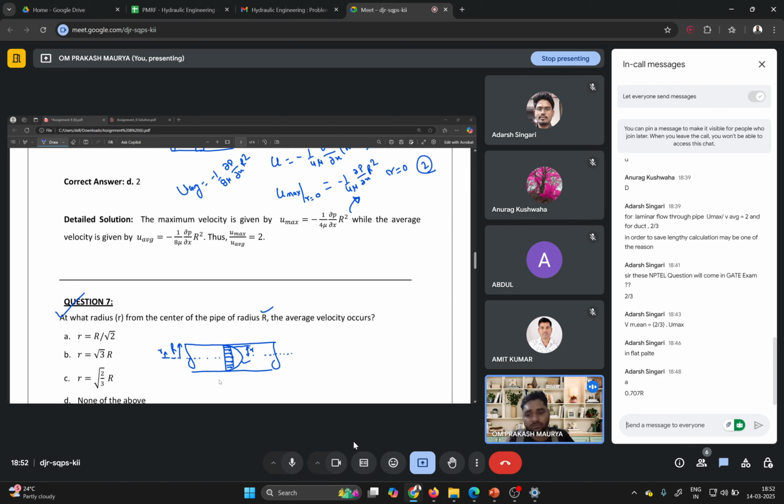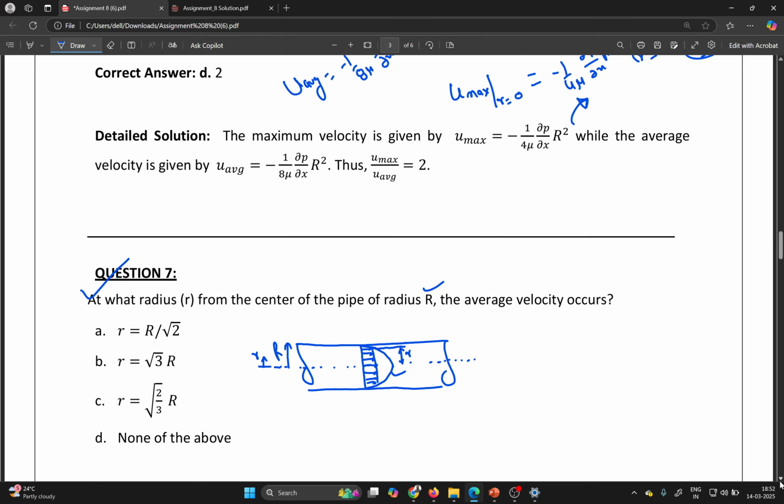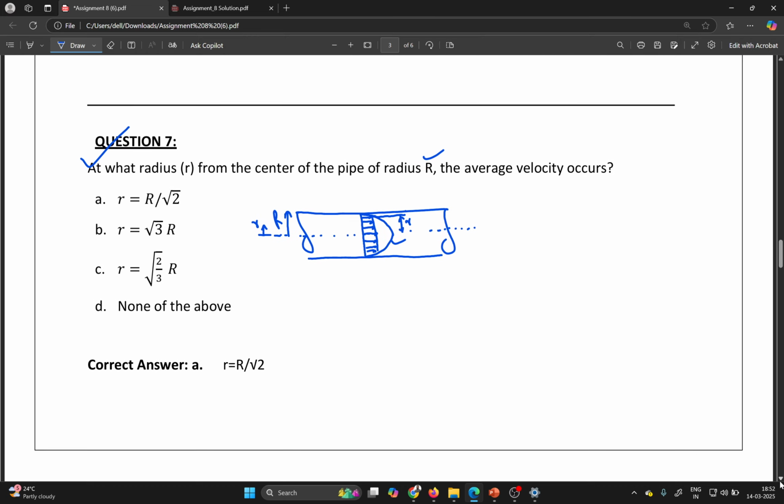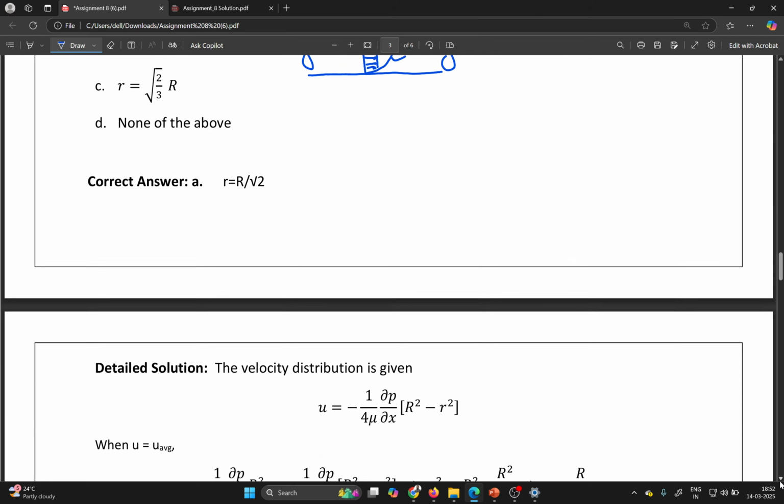Okay, so no one. Okay, let me just discuss. So here is the question, I think you all got it. Let me show you the calculation part.